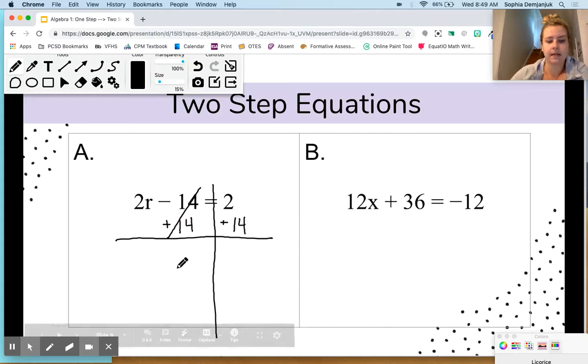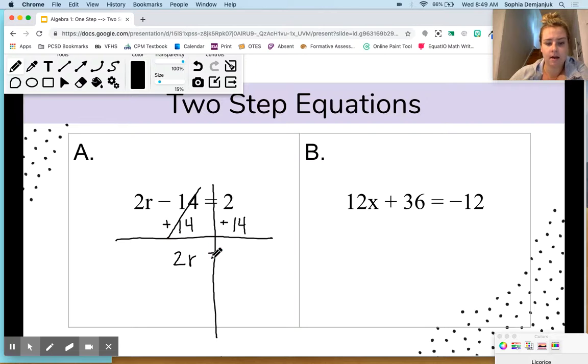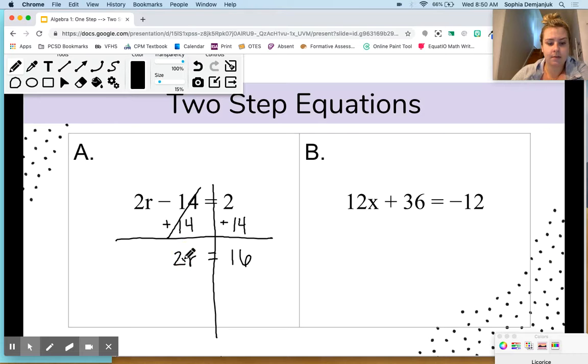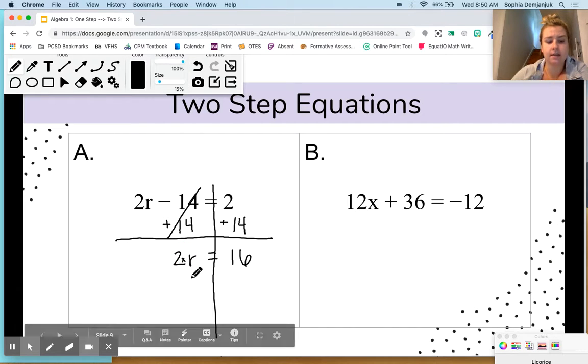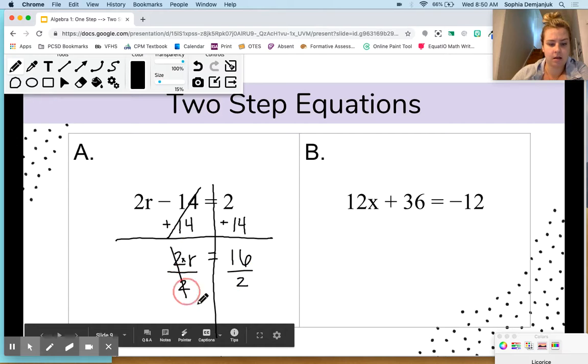Minus 14 plus 14 cancels out. On the left-hand side, we're left with 2r. On the right-hand side, 2 plus 14 will give me 16. And then these are two-step equations, so we're not done yet. We have to do our last final step. I have 2r, that's like an invisible multiplication symbol in between the 2 and the r. So to get the 2 to the other side, we need to do the opposite of multiplying. We need to divide both sides by 2. And you'll be left with r equals 8.